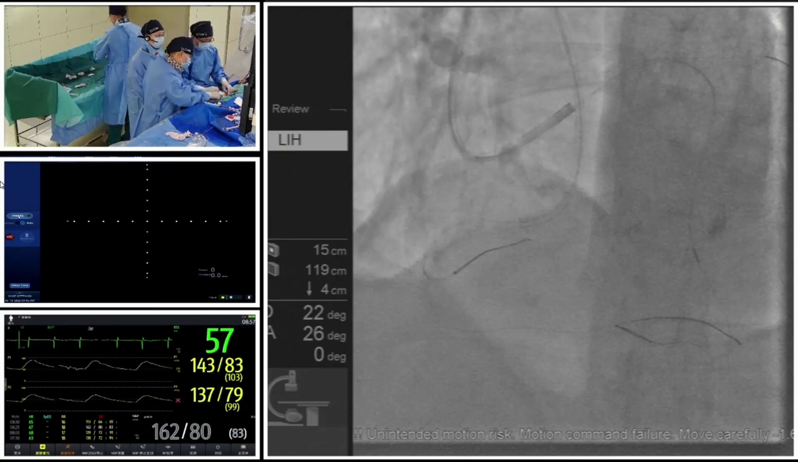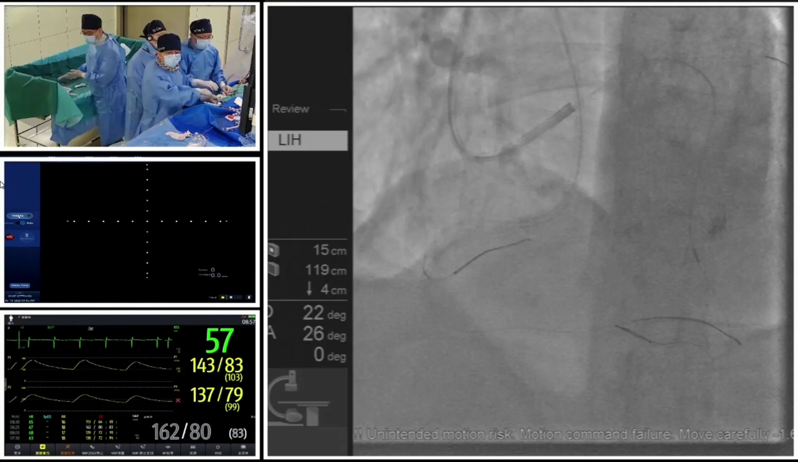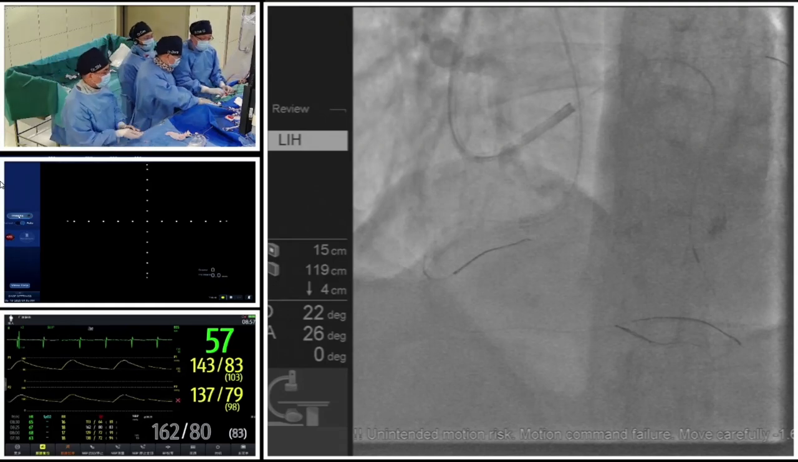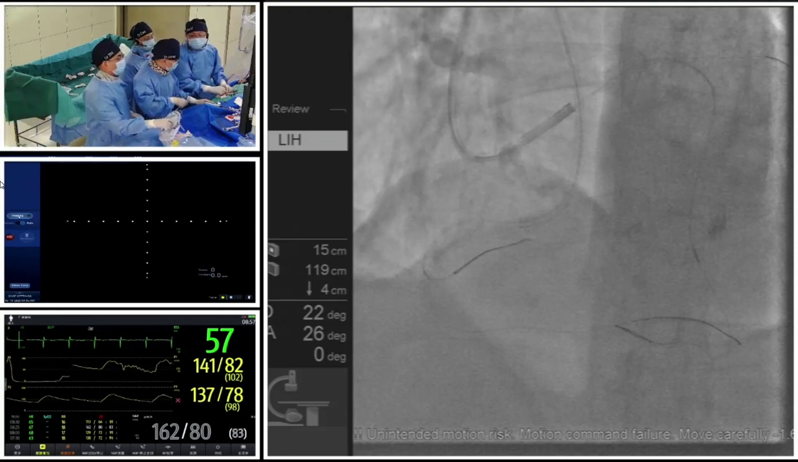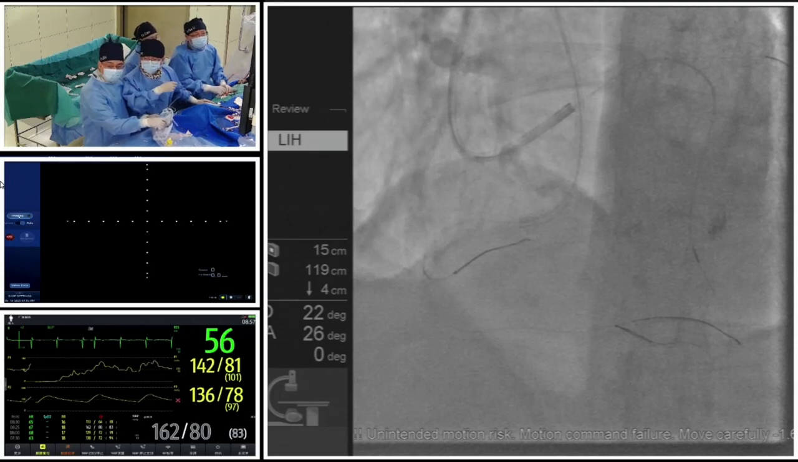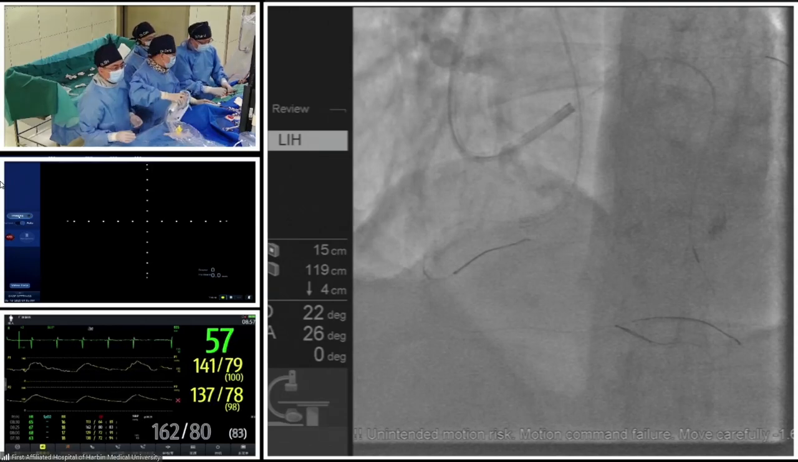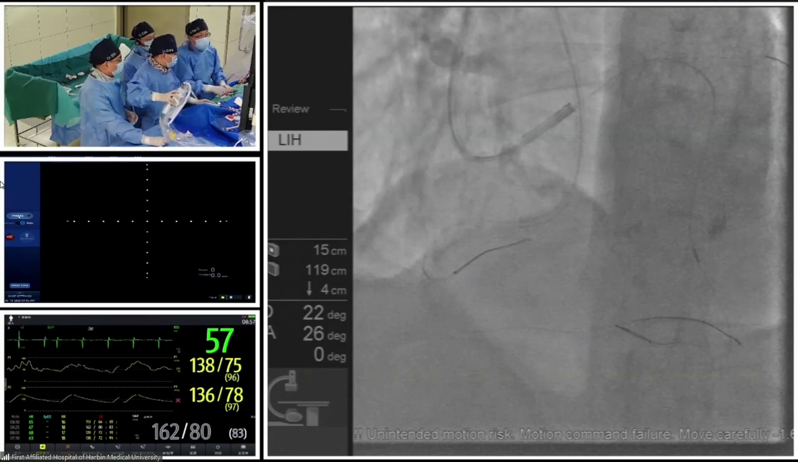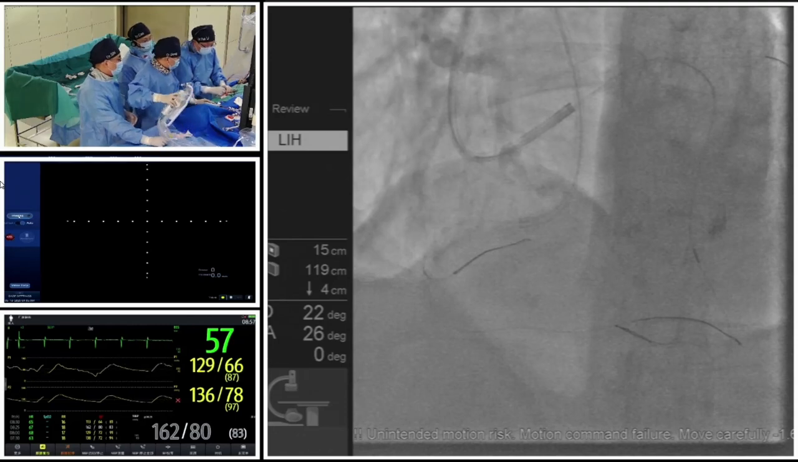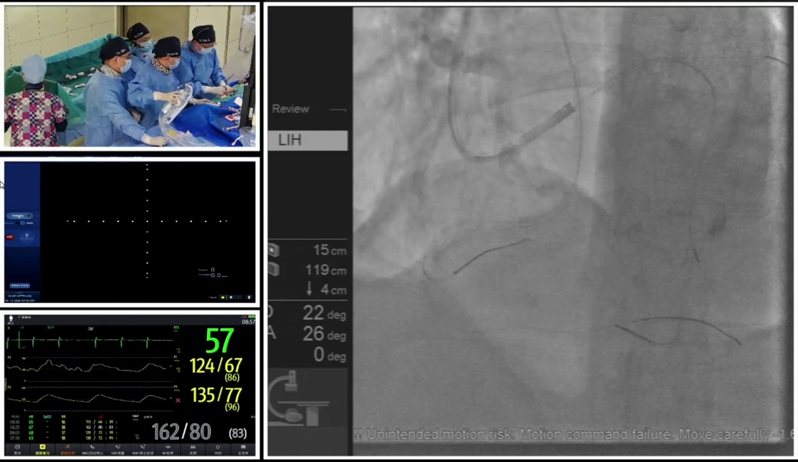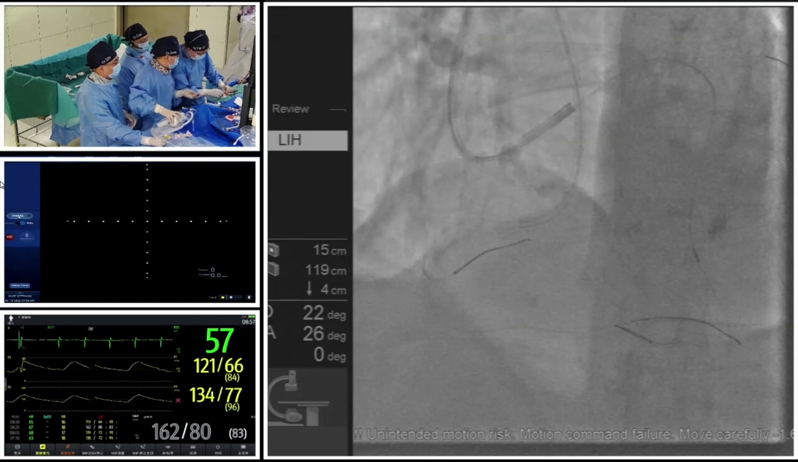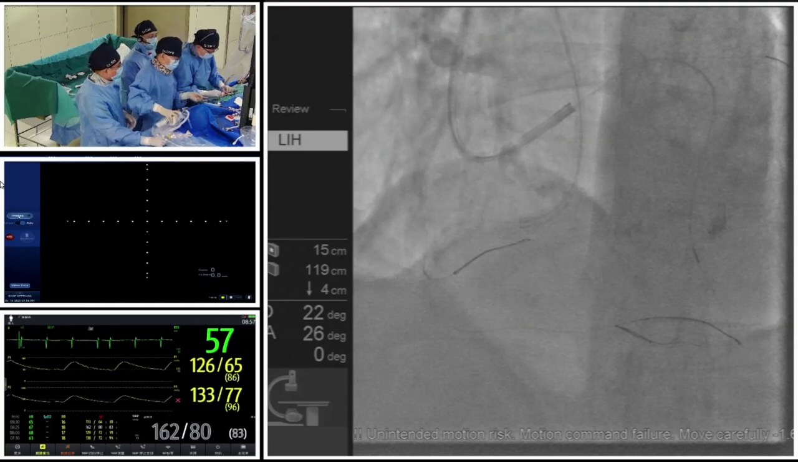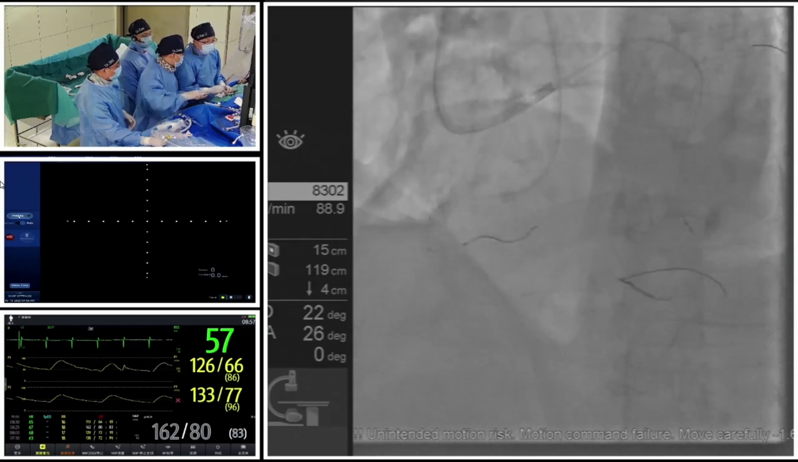We'll give some atropine to the patient. Yes, 1 milligram. 0.5 is enough. Okay, 0.5 milligram. When the blood pressure comes higher, sometimes the heart rate may slow down. Okay, so we reduce the epinephrine. So this is our key importance, that we need to monitor the situation of the patient during the CTO procedure.